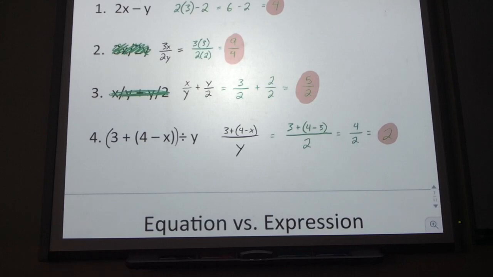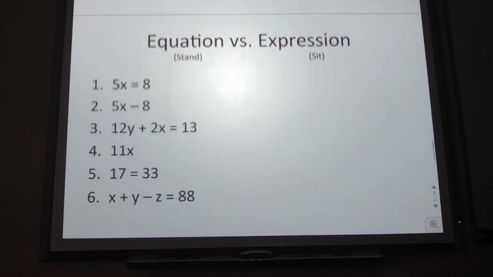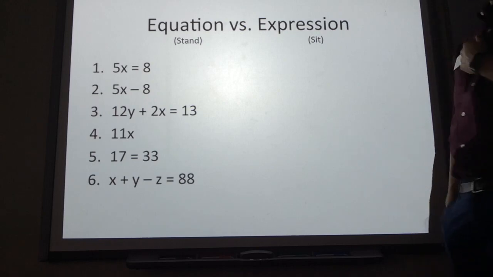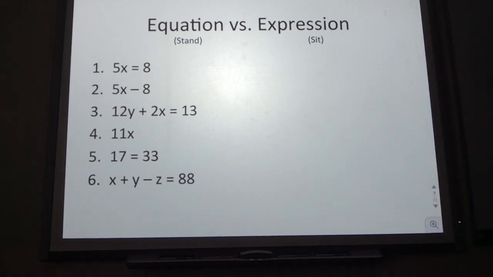All right. Up next, equation or expression. You've been sitting down for a while, so we're going to stand on our chair if it is equation. We're going to sit back down if it's expression. Okay? So if the first one is an equation, stand on your chair.